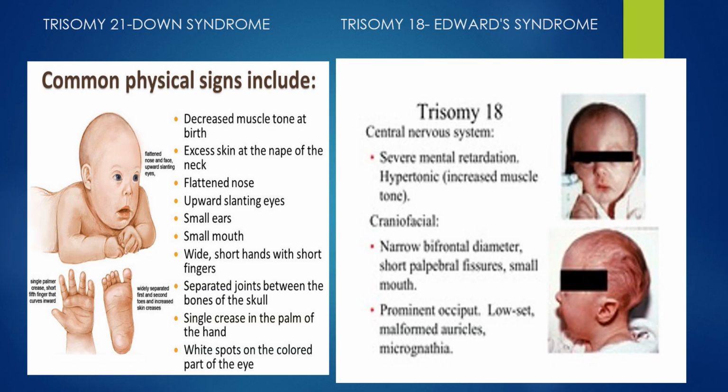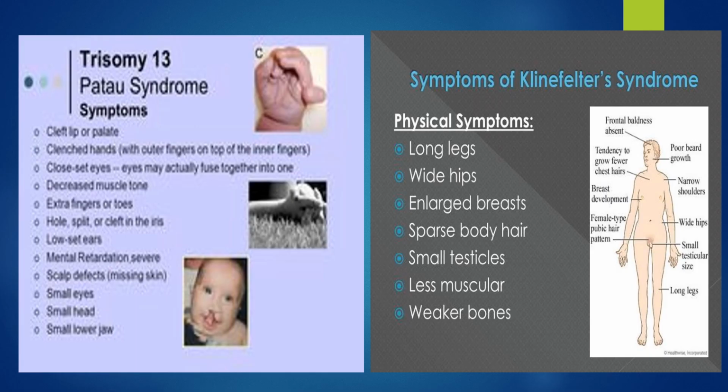This slide just shows us some of the symptoms of the diseases we spoke about in the previous slide. Trisomy 21 Down syndrome on the left part of the slide, and trisomy 18, that is Edwards syndrome, on the right part of the slide. These are just some of the common physical signs that you would see. We also have here trisomy 13 on our left, that is Patau syndrome, and some symptoms of Klinefelter syndrome on our right. Remember that we said Klinefelter syndrome only occurs in males.